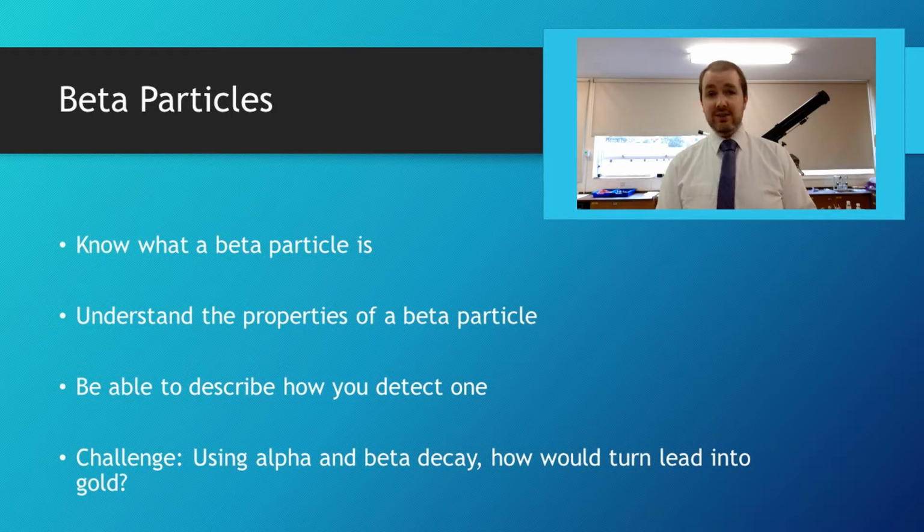particle. Now the challenge today is to do a little bit of alchemy, and we can do something as physicists which chemistry and alchemy has been trying to do for centuries and couldn't manage. So what you're going to do is you're going to turn lead into gold using only alpha and beta decay. So let's have a look at what beta decay is, and we'll have a bit of a discussion about how you could do that. So what is a beta particle?